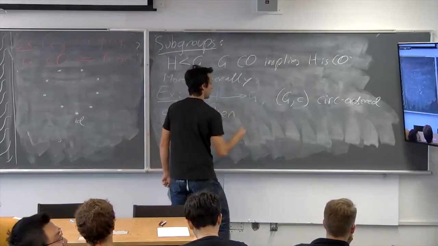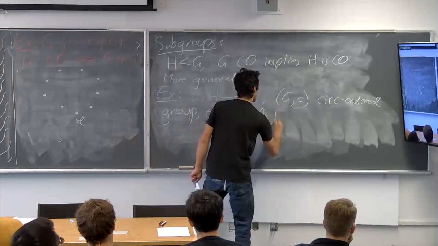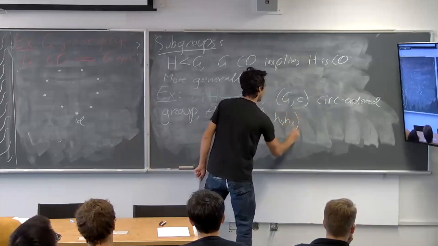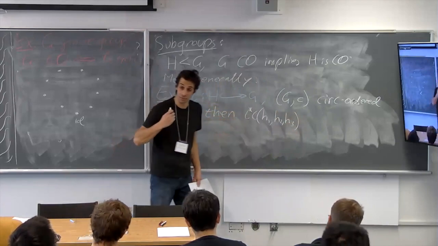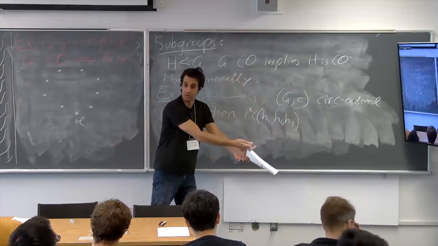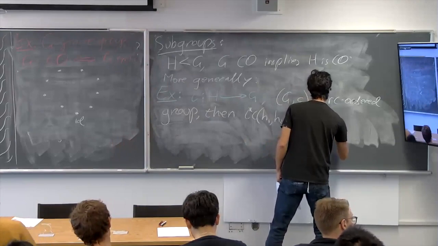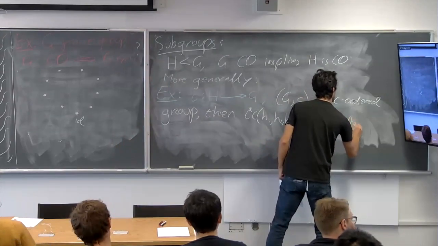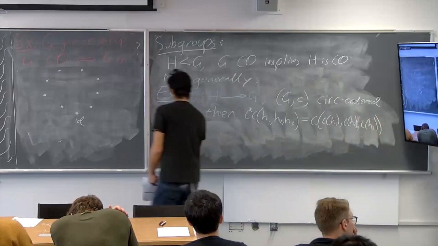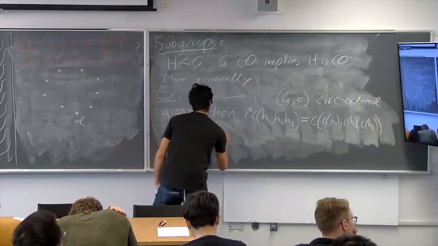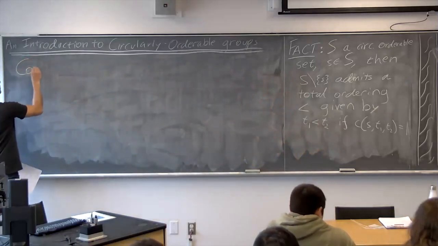Then what I'm going to write is iota star C of H1, H2, H3, which is a circular ordering on H. And how is it defined? You just put the group inside the bigger group and restrict the order from there. So this is C of iota H1, iota H2, iota H3. It is a circular ordering. So here are some corollaries of the exercises.